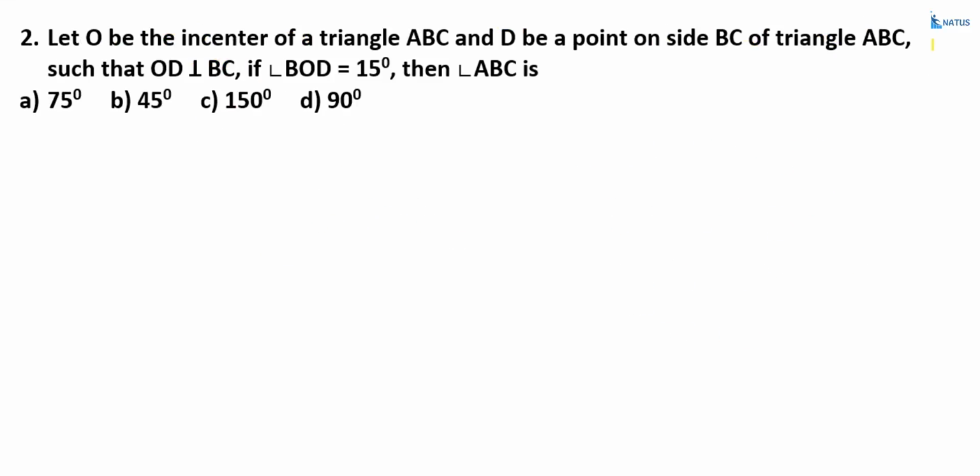Second one: let O be the incenter of a triangle ABC. D is a point on side BC of triangle ABC, such that OD is perpendicular to BC. Angle BOD is equal to 15 degrees. Then what is the angle ABC, which is nothing but angle B? That's what we require.